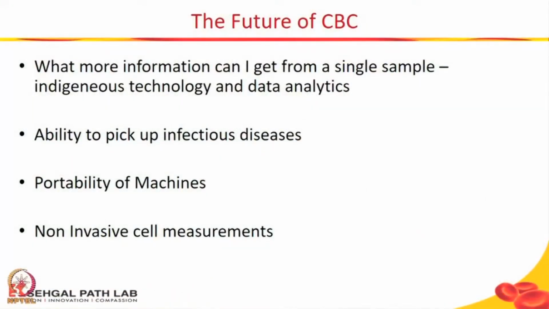Future of CBC, and this is where you guys come in, that what more information can I get from a single sample? That's always my dream. Okay. I run one sample, it should tell me the infection I have, it should tell me whether I'm thalassemic, confirm it for me. Okay, do everything. Can it be portable? Can I pick up other diseases like malaria? Can I pick up dengue? Can I pick up typhoid from the same machine?